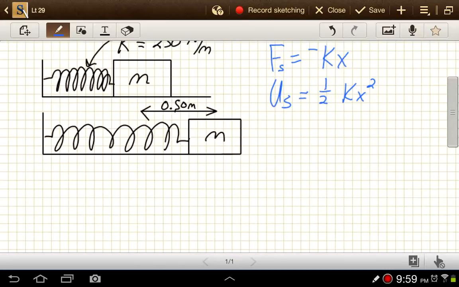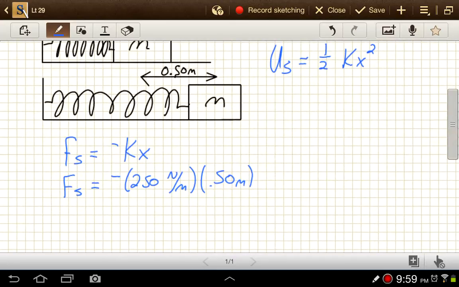in this case. So force from the spring is going to be equal to negative kx, and k was 250 newtons per meter. x was 0.50 meters. So the force from the spring is equal to negative 125 newtons, or 125 newtons to the left. So we stretched it out to the right, force pulls it back to the left, trying to get it back to its original shape.